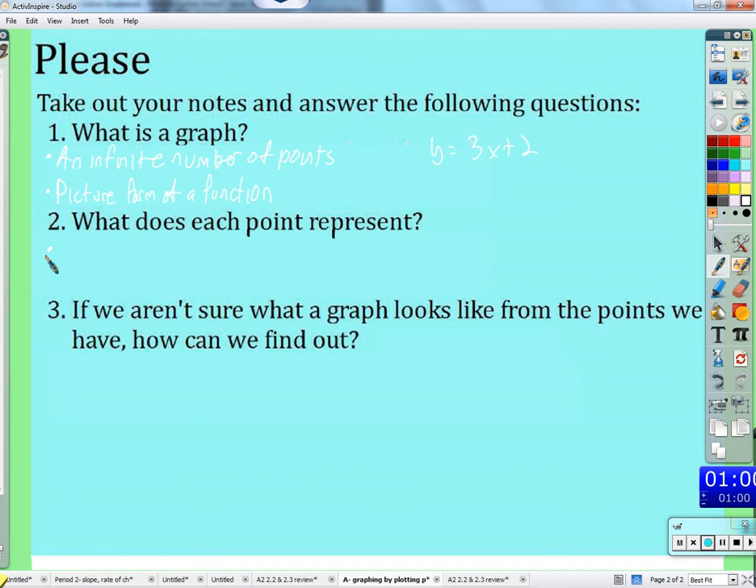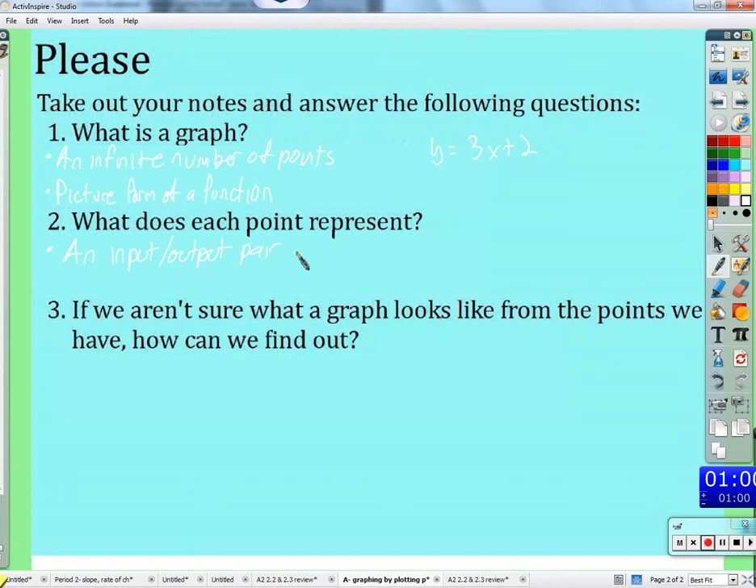Okay? So an input, output, that point represents the number that we put in and the number we got out. It's 5, comma 3, we put in 5 and got out 3. If it's negative 2, comma 7, we put in negative 2 and got out 7. And the way we find that out is we just plug a number in there for x, find y. Now we know where that point should go. We know what the input and output are.